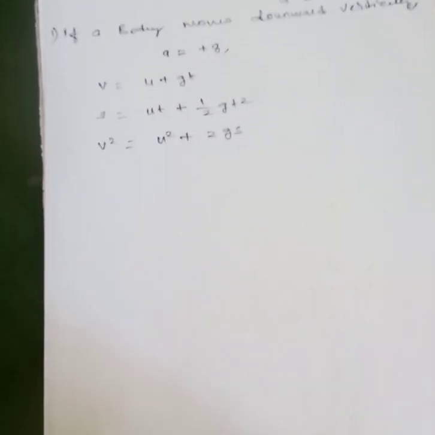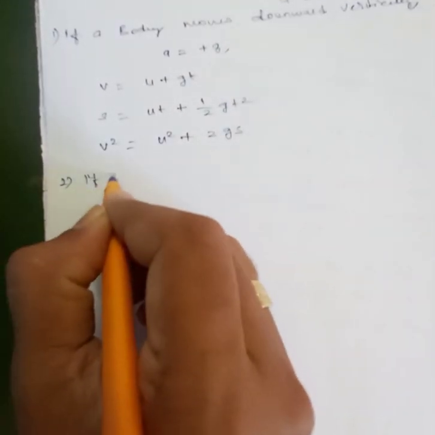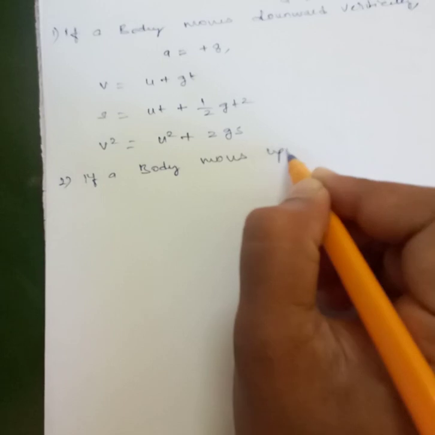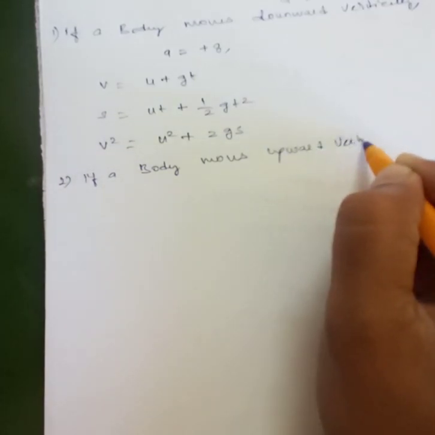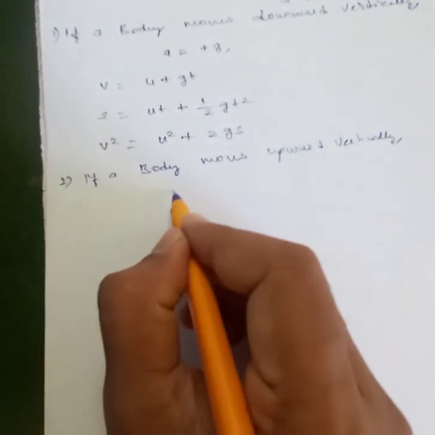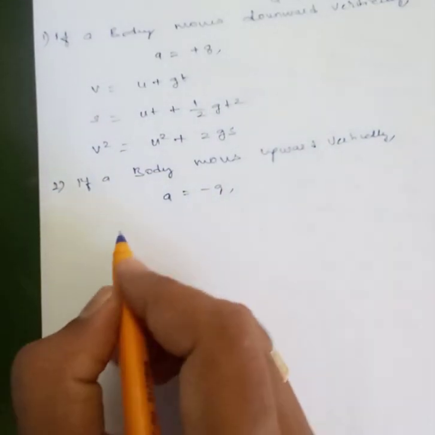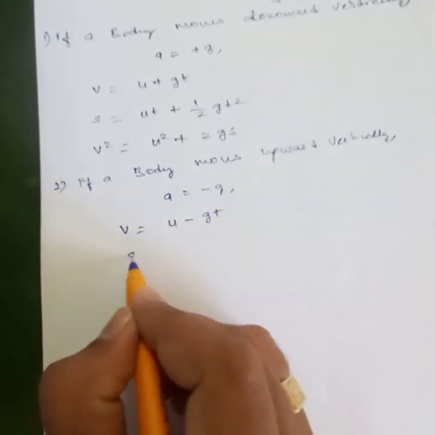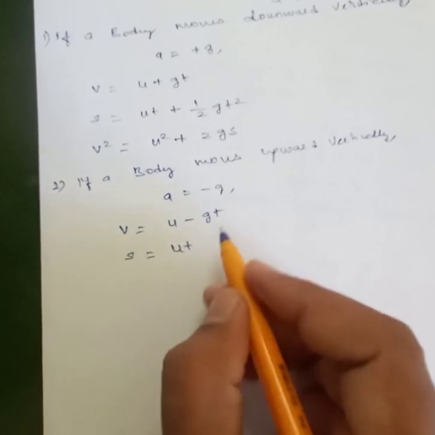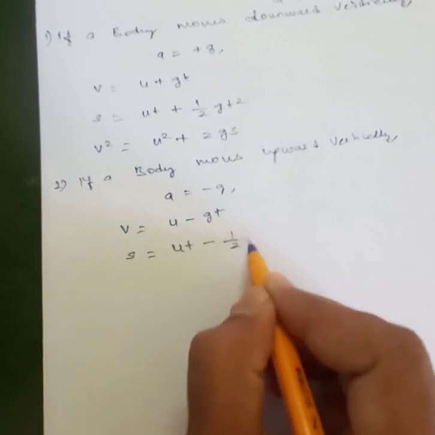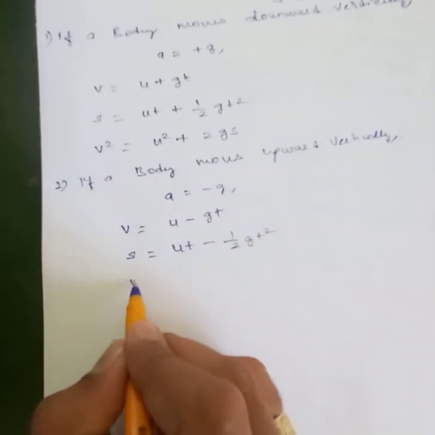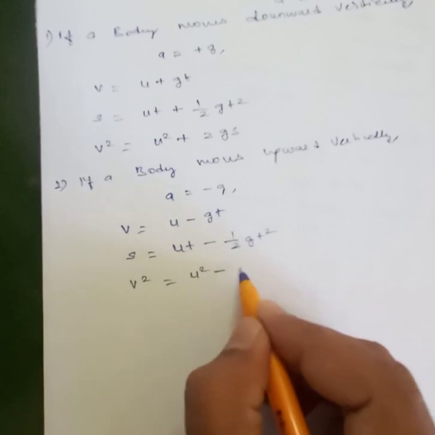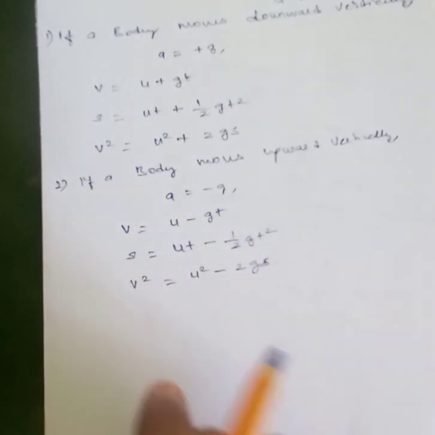Next, the second condition: if a body moves upward vertically, then a is equal to minus g, where v is equal to u minus gt, s is equal to ut minus 1 by 2 gt square, and v square is equal to u square minus 2gs.